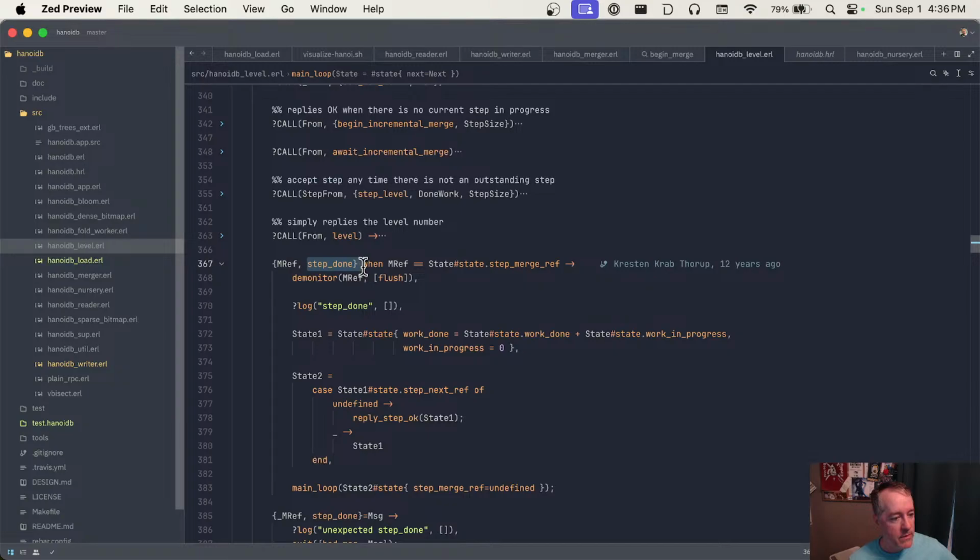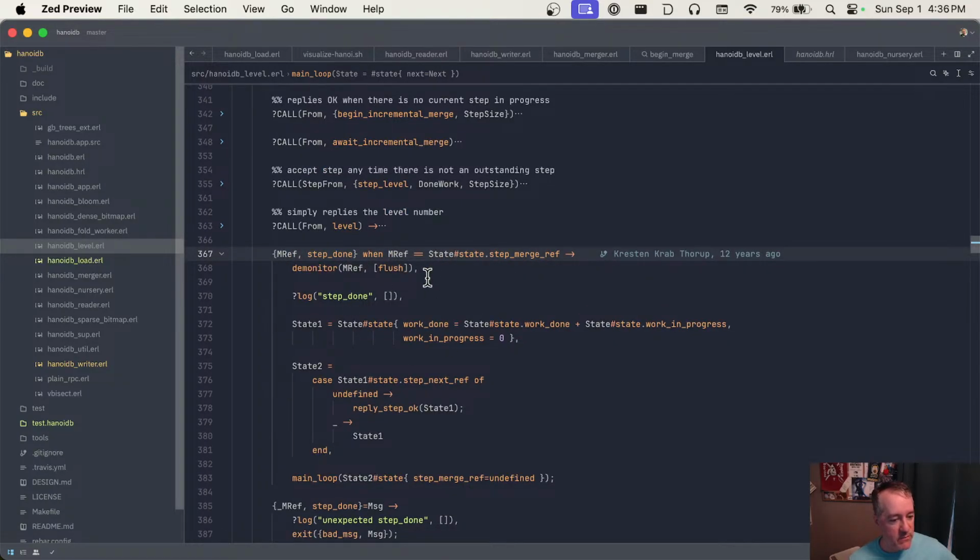Okay, so we're getting step done, and this is some stuff we were looking at before, right? This is the merge process. So this is the monitor on the merge process. Remember, it's replying with the monitor ref so that we can pattern match on it. And it's saying, hey, my steps are done.